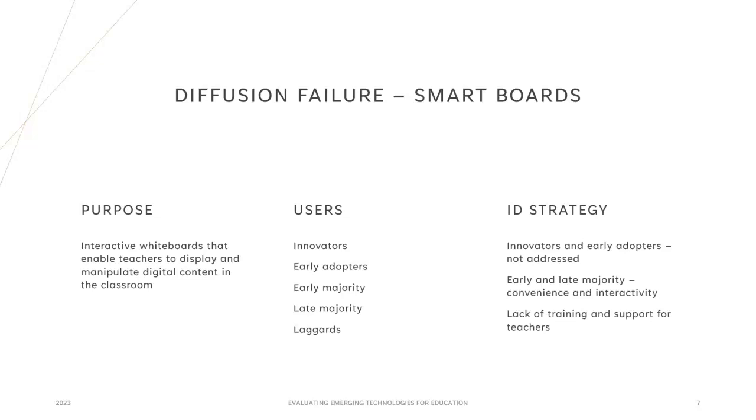So, what can we learn from the strategy that was applied in this case that led to its demise? Innovators and early adopters were ignored and not addressed. Those are usually the people that spread the word and help something get picked up. Early and late majority were only interested in convenience and interactivity. And training and support for the people who did try to use it was lacking. So unfortunately, people stopped using it and went on to other things.